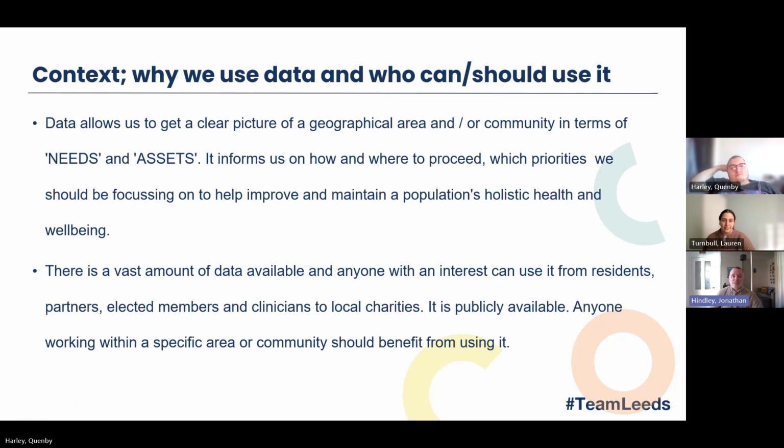Data allows us to get a clear picture of a geography and the community that lives in that area. It should inform us of the makeup of an area and what affects the people that live there, which is vitally important if we're to help and support them. It also looks at not just needs, but what assets and opportunities, both human and physical, are available to residents.